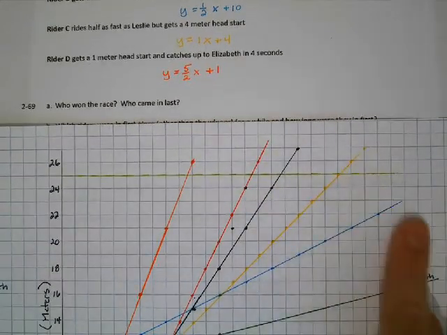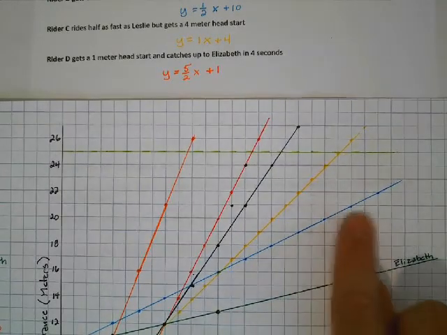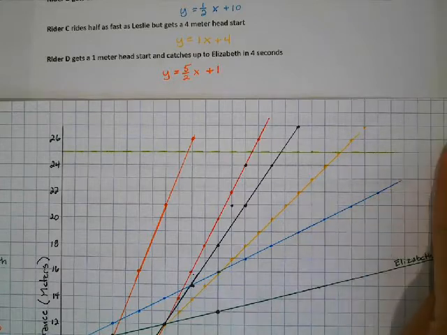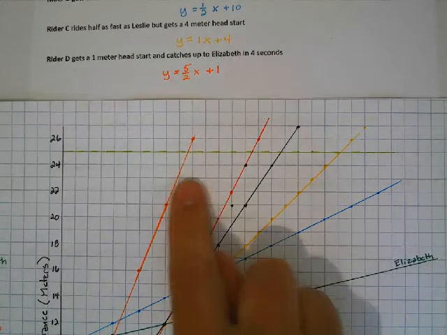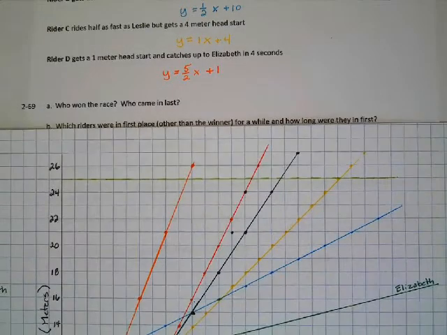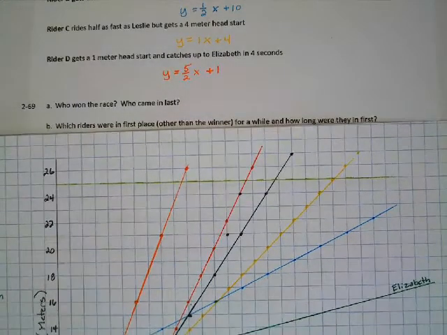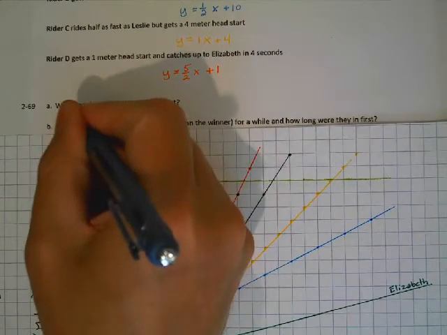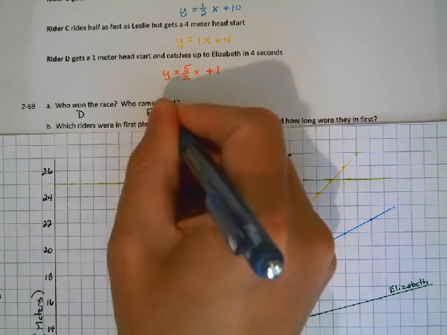I don't have the other ones crossing because it took them so long to finish the race. But it looks like here is Rider B. They would have come next. And poor Elizabeth with a flat tire. It took her a long time to finish this race. So she came in last. So first place is orange, so that's Rider D. And last place is Elizabeth. So who won the race? I believe that Rider D won the race. Who came in last? Elizabeth came in last.